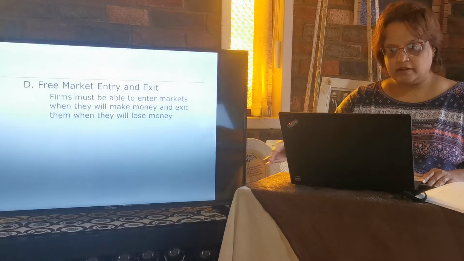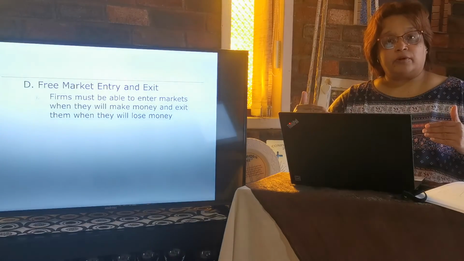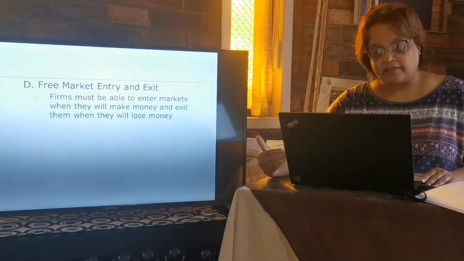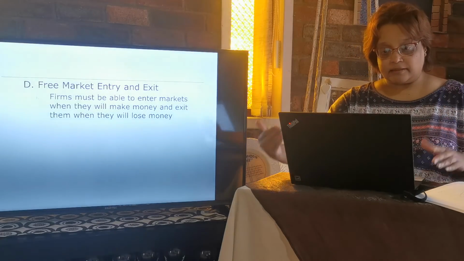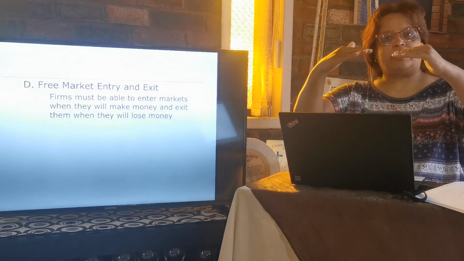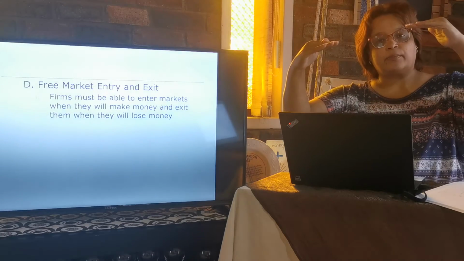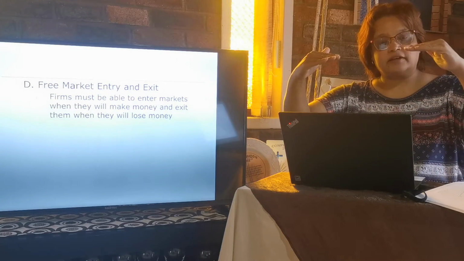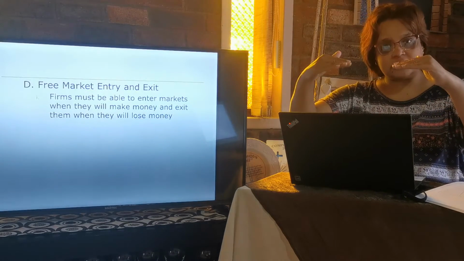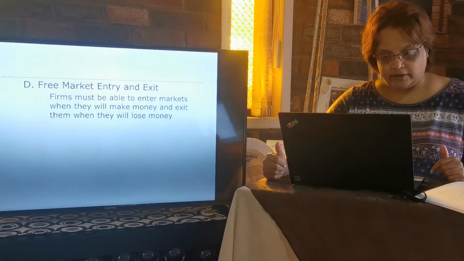Free market entry. Anybody, like I just said, is able to enter the market, and they will make money, and when they exit, they will also lose the money. So you can almost see this complete balance with perfect competition. There's a complete balance between buyers and sellers: buyers, if they have money to buy the product, and sellers that can satisfy the demand of the buyer.